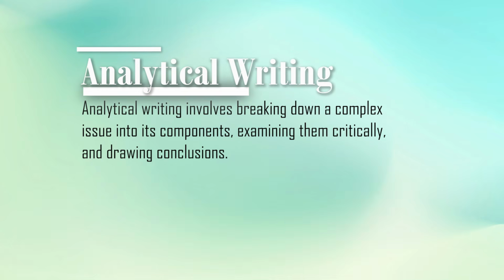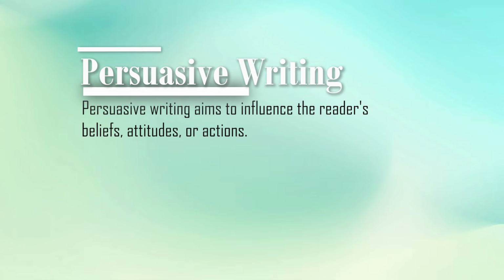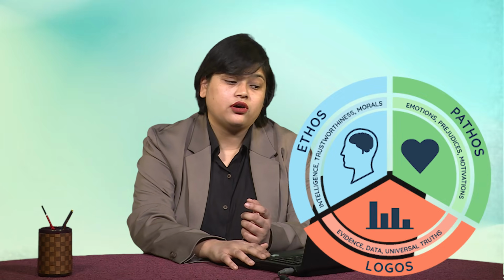Analytical writing involves breaking down a complex issue into its components, examining them critically, and drawing conclusions. It goes beyond description and delves into the why and how of the subject. The fifth is persuasive writing. It aims to influence the reader's belief, attitude, and action. It presents an argument and uses rhetorical devices to appeal to emotions, logic, and ethics. The techniques used are emotional appeals, logos, ethos, or credible evidence and statistics.